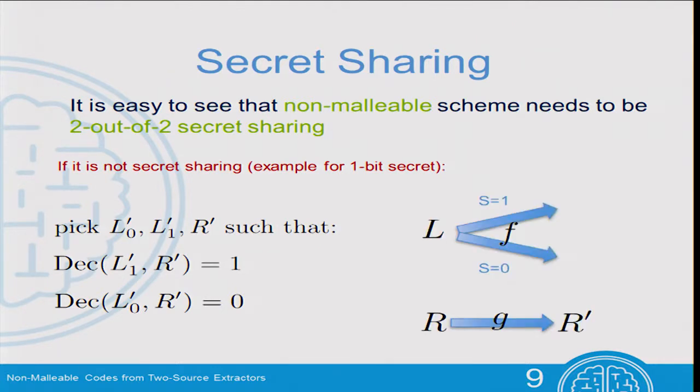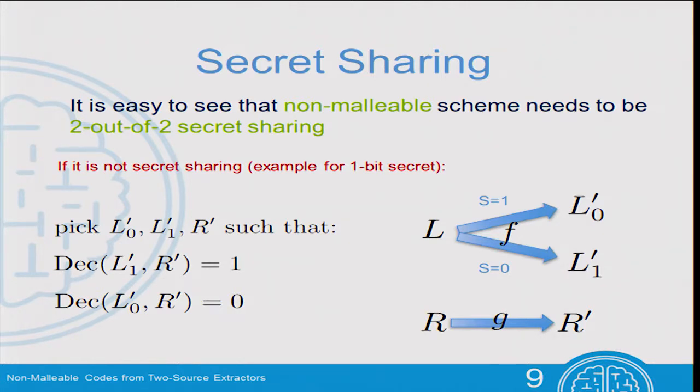So what happens now? What are the manipulation functions? Well, G is a constant function, always equal R prime. And what happens with F? It's not a secret sharing, so based on L, we can guess what's the secret. If we think that the secret is 1, then we choose L0. If we think that the secret is 0, we choose L1. What happened now? Since it's not secret sharing, with high probability, we flip the initial secret.